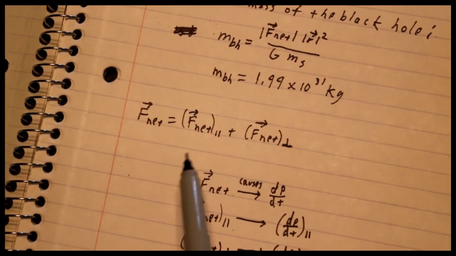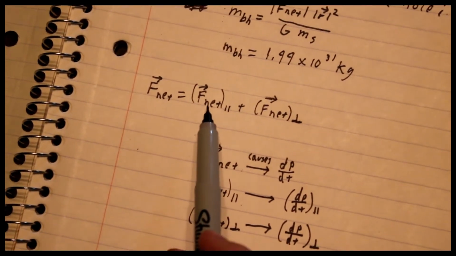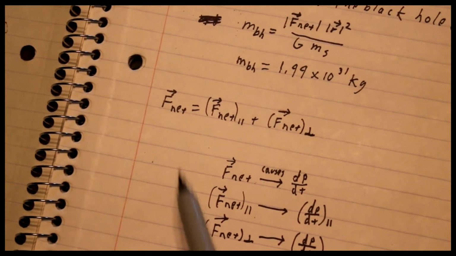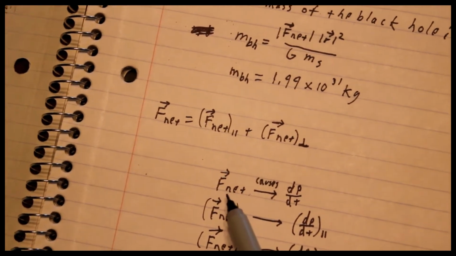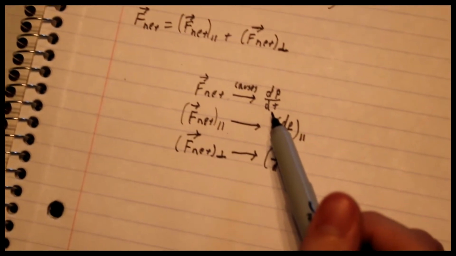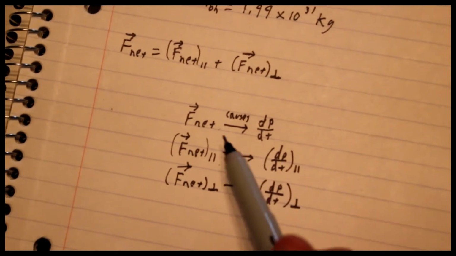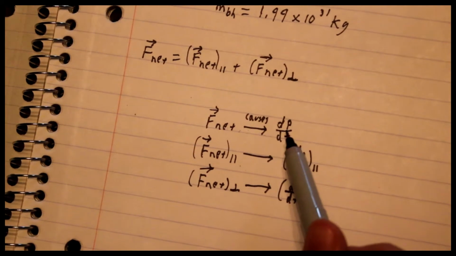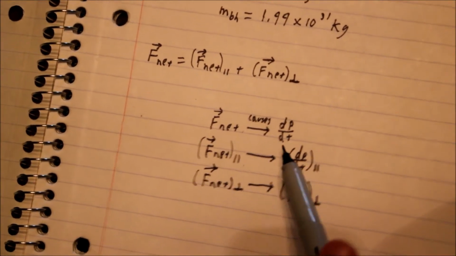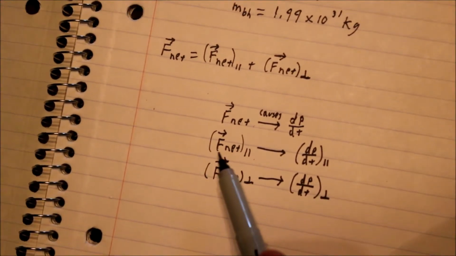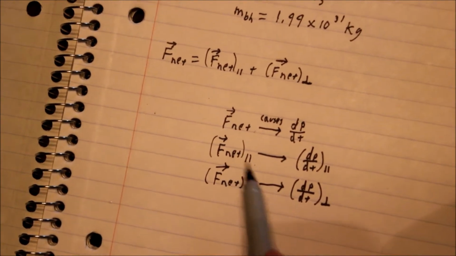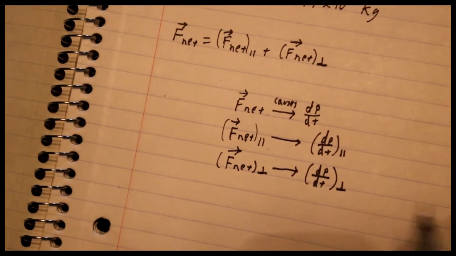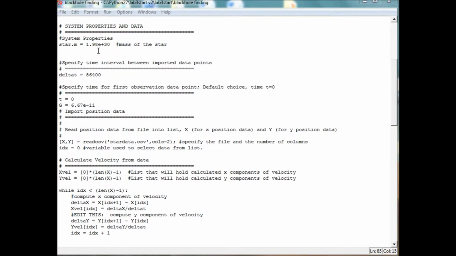We're also looking at the fact that the parallel net force and perpendicular net force equal the total net force. It should be noted that net force is not equal precisely to dP over dt. Rather, they're equal in value, but net force causes a change in momentum over time. And this is the same for the net force parallel and net force perpendicular with their dP over dt's as well. So here's my VPython file.